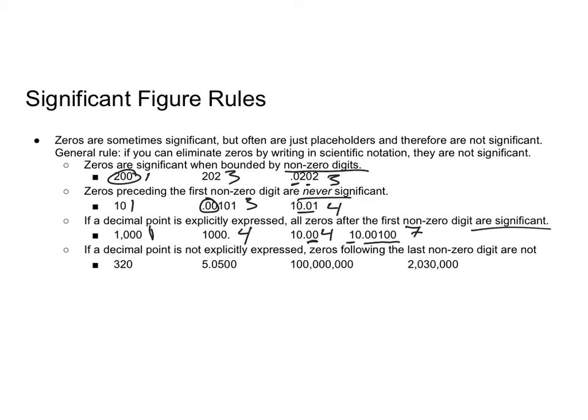And finally, if a decimal point is not explicitly expressed, we do not consider the zeros to be significant. So this one, technically only 2. This one, again, it is explicitly expressed. So this is actually 5. This one, that's only 1. And this one, that's only 3. Okay, so there's some confusing rules. If you've taken chemistry, you're very familiar with this, but those are the rules for significant figures dealing with zeros.